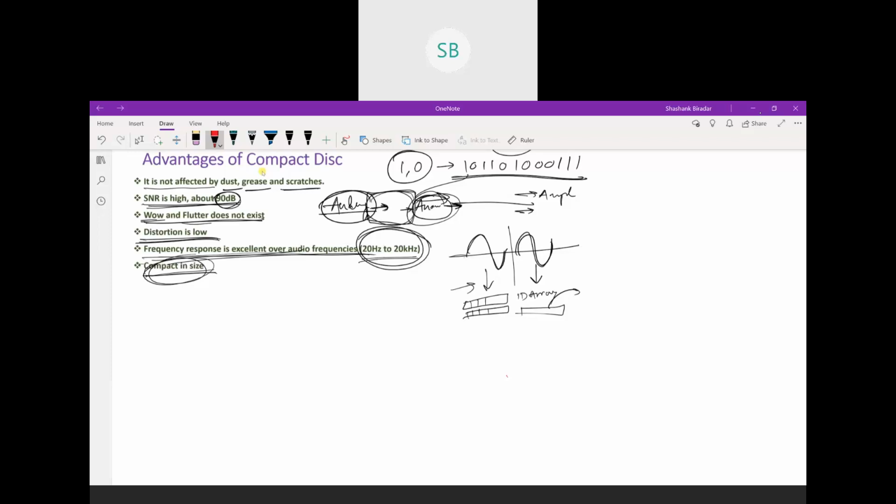So now we will stop here. In the next lecture on Wednesday, we will go through the details of DVDs and HD DVD, the specifications, then the differentiation amongst the CD, DVD, Blu-ray DVD, and HD DVD.